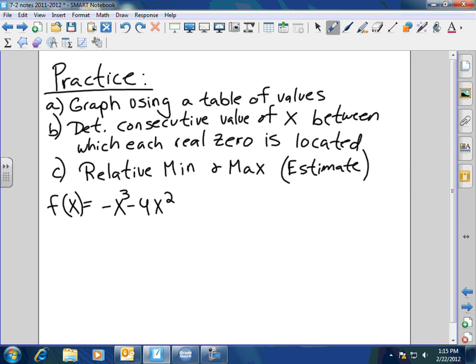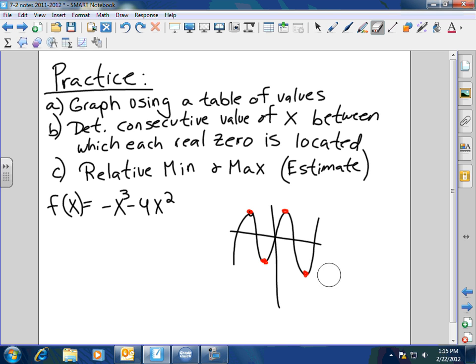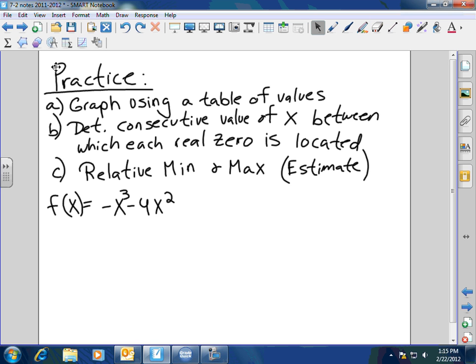The relative min and max is just what we talked about. You can have 4 different maxes or 4 different minimums. I just finished talking about that. That's a relative max. That's a relative max. That's a relative min. That's a relative min. Relative max is the same thing as a local max, and relative min is the same as a local min.